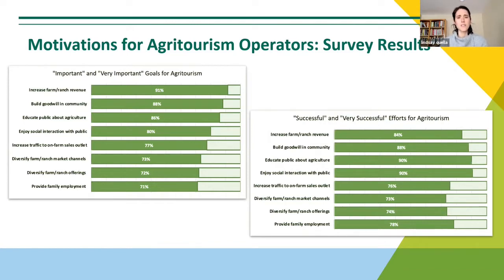Some less successful goals were related to farm viability and market-related goals, such as increasing revenue, diversifying market channels and offerings, increasing traffic to on-farm sales, and providing family employment. So generally, respondents felt they had been successful, although community-related goals were notably more successful than the others.